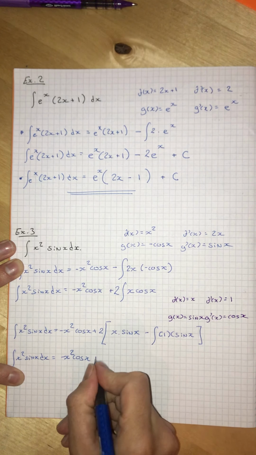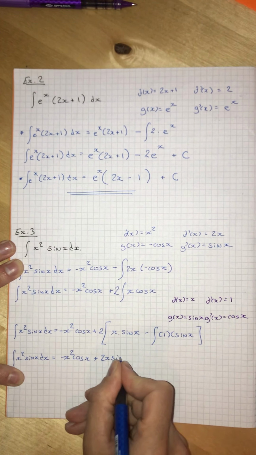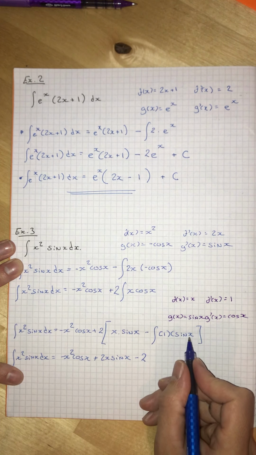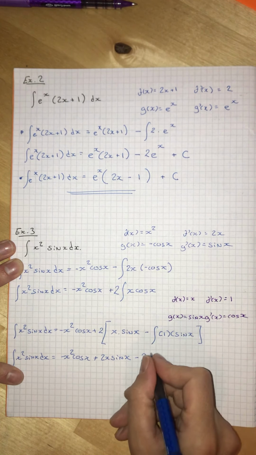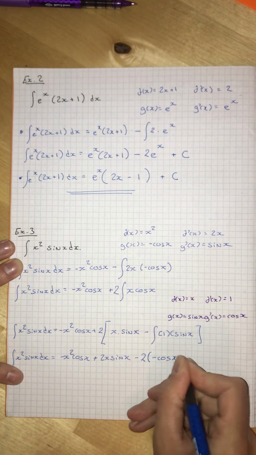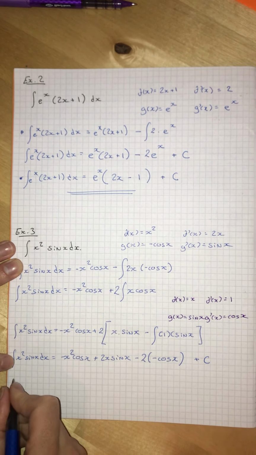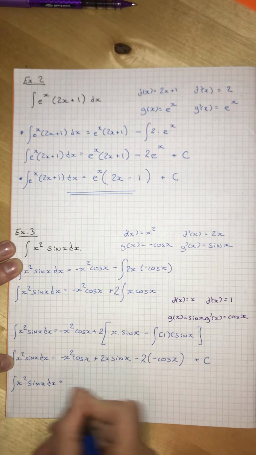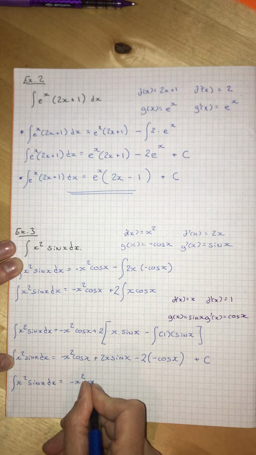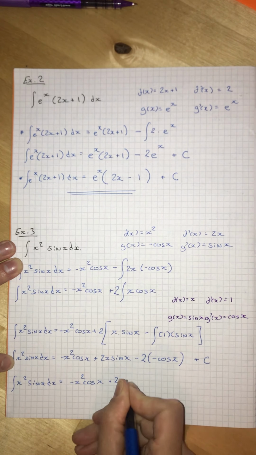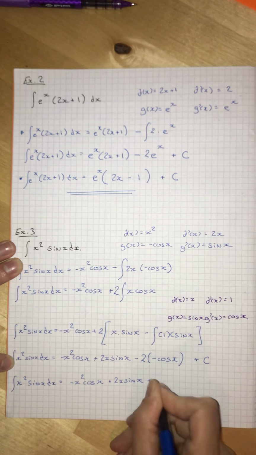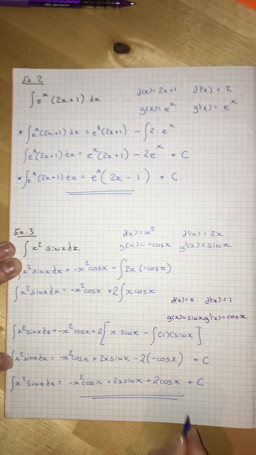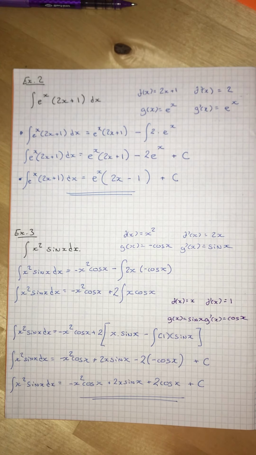Can break that out and I'll get plus 2x sine x minus 2 of the integral of sine x, which is just negative cos x, plus c. And just to make it neat, integral of x squared sine x dx will equal negative x squared cos x plus 2x sine x plus 2 cos x plus c. Okay, so that is integration by parts.